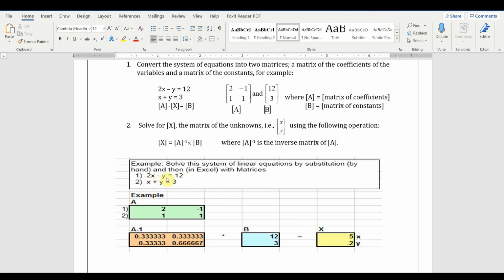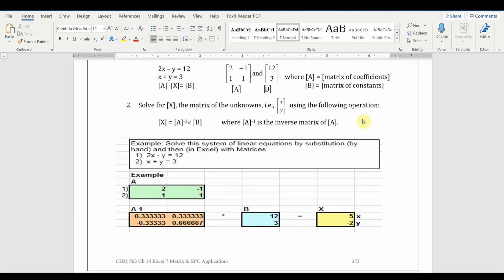Here are two variable simultaneous linear equations. We create a matrix of the coefficients of the variables, 2, minus 1, 1, and 1. We'll call that matrix A. We need to multiply the inverse of matrix A, which we get from Excel. This is A minus 1, the inverse matrix of A. We multiply it by B, the matrix of the constants, which are 12 and 3, and it will give us X, the matrix of the variables. Let's see how this is actually done in Excel.